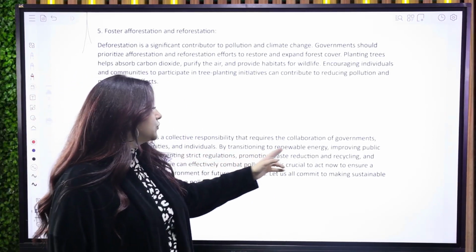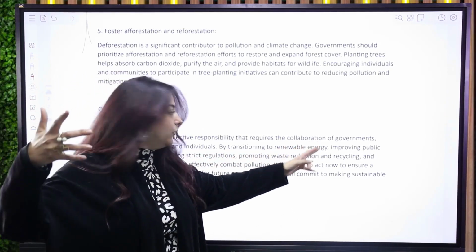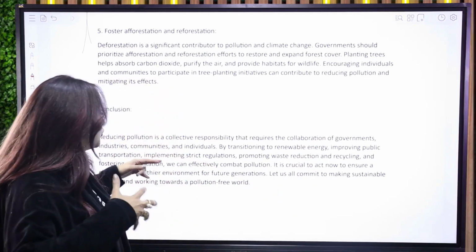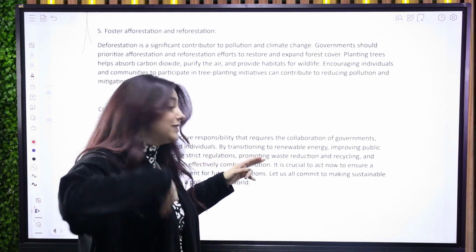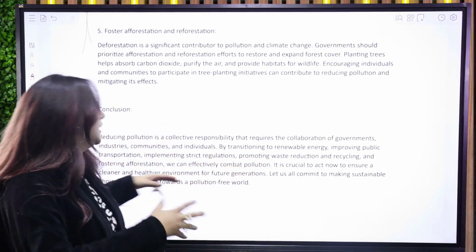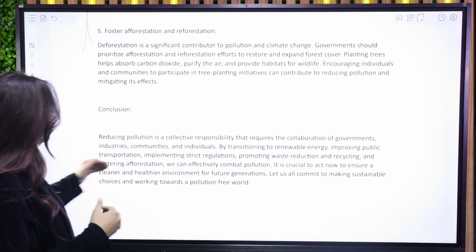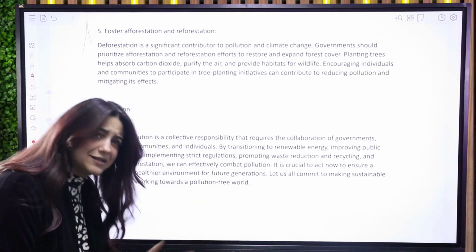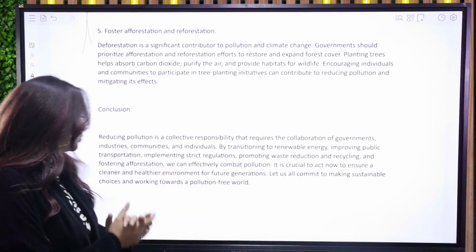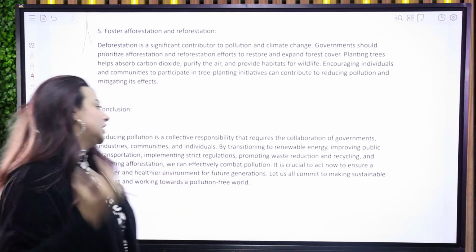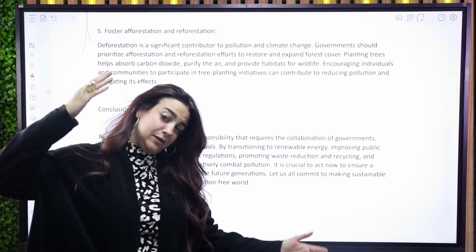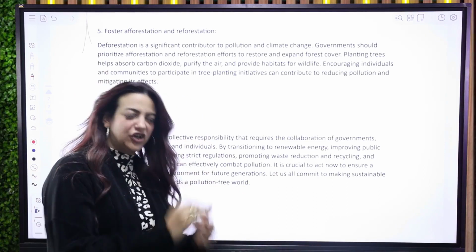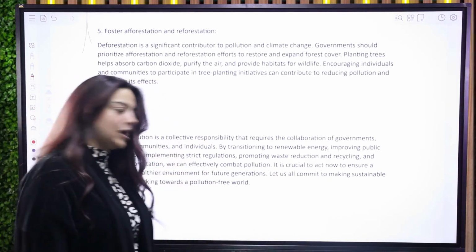So by transitioning to renewable energy, this is the summary. Improving public transportation, implementing strict regulations, promoting waste reduction and recycling, and fostering afforestation. By all these techniques, by all these suggestions, by all these solutions, we can effectively combat pollution. And here combat means end, kill, hinder, halt, stop pollution.